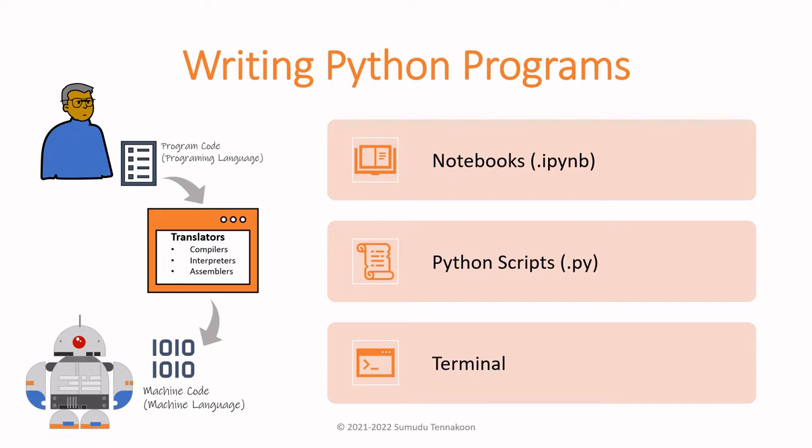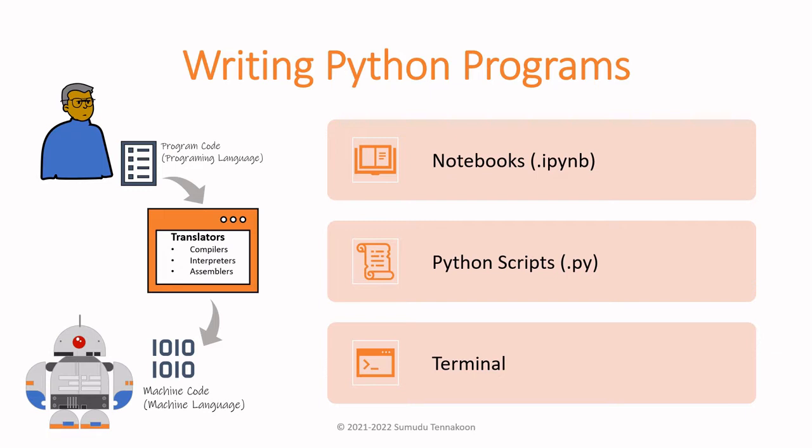Previously, we looked at the concept of writing program code and translating that human-readable programming code to machine-readable machine code using translators such as compilers, interpreters, and assemblers. In this lesson, we will be exploring how we can actually write this program code.